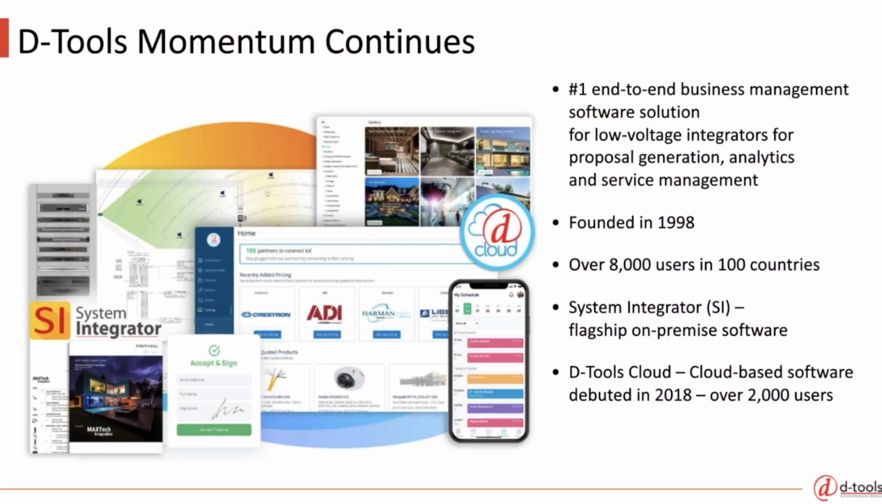Before we jump in, just want to give you a quick update on what's happening with DTools software, which, as many of you hopefully know, we're the #1 end-to-end business management software for the industry. We've now got 8,000 users in 100 countries. The company's been around for 25 years and has two solutions. It's got the on-premises solution called System Integrator, or SI for short, and the cloud-based version that debuted about 6 years ago, aptly called DTools Cloud. And DTools Cloud is what we use to aggregate all the data for the data solutions group and identify these industry trends that we talk about today.